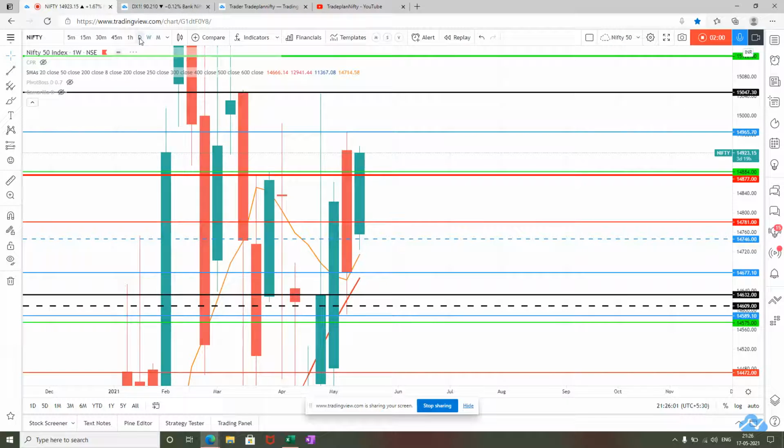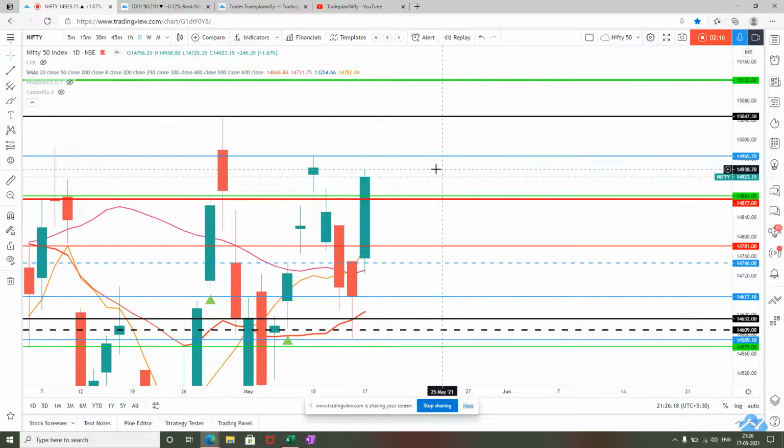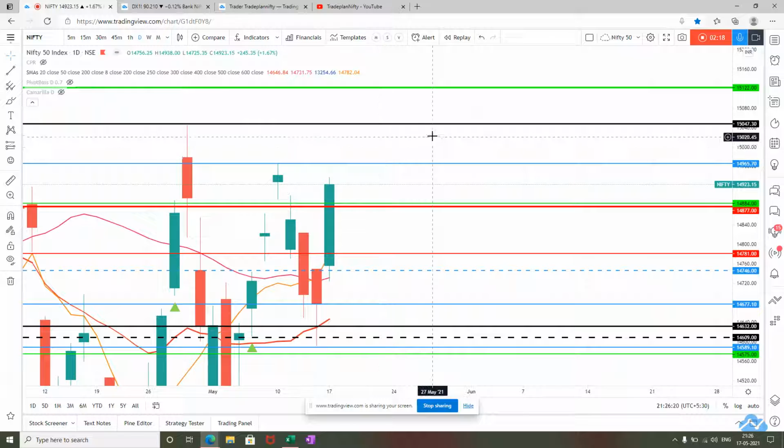On a daily basis, Nifty has closed above 50, above 8, above 20, and above 200. So definitely the market is in an uptrend. The market on Friday took a support on the monthly pivot, which is at 14609, and has reversed positively. Now we need to see whether the market is able to break the upper end of the consolidation zone, which is at 15050, which is also my black magical line.